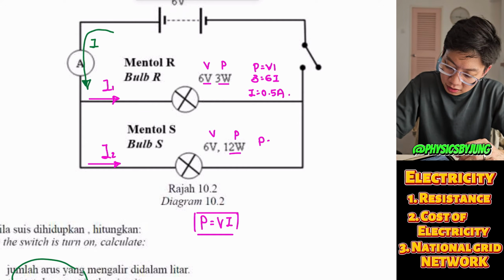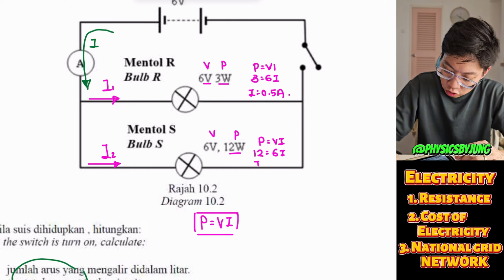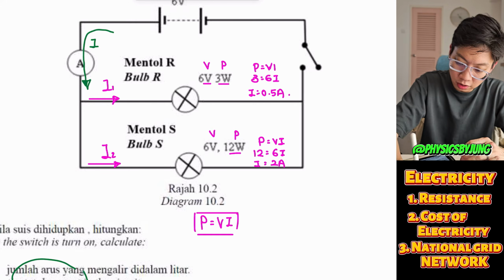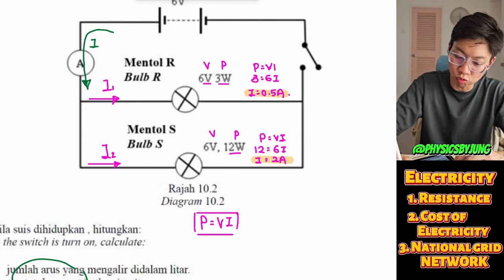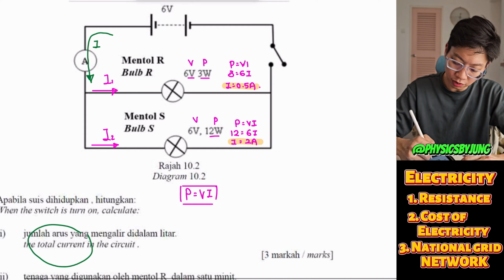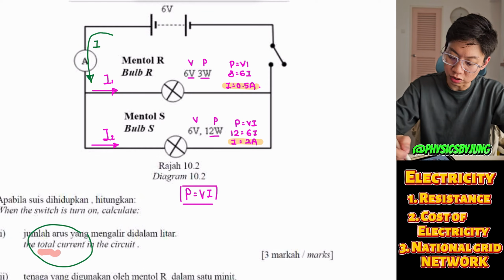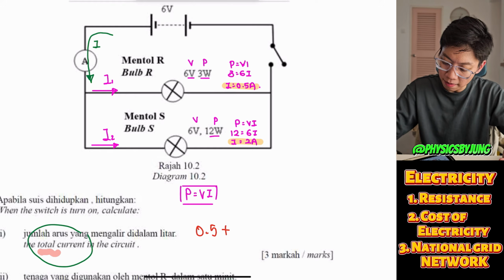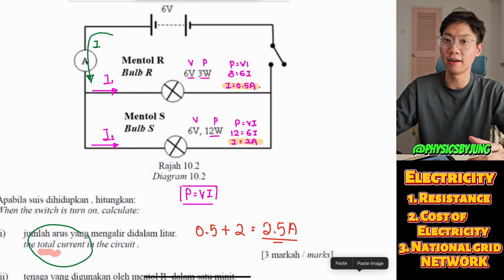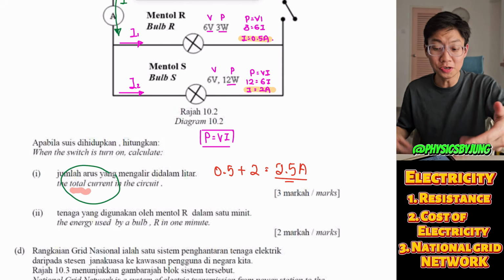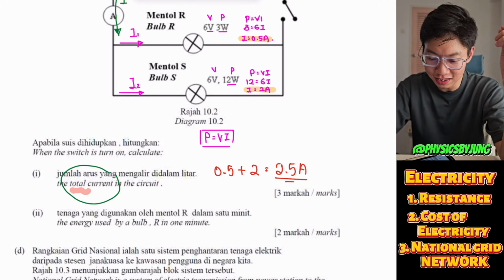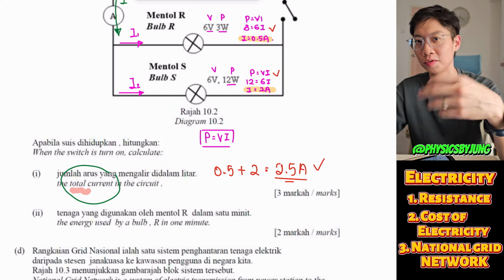And then after that, P equals to VI. My power is 12, my voltage is 6, so my current is actually 2 ampere. So here you will realize that this is 0.5, this is 2. When I want to calculate the total current, all I have to do is take 0.5 ampere plus 2 ampere, so I will get 2.5 ampere. That's it. Okay? So 3 marks, you know, because they give you marks for this calculation and this calculation.